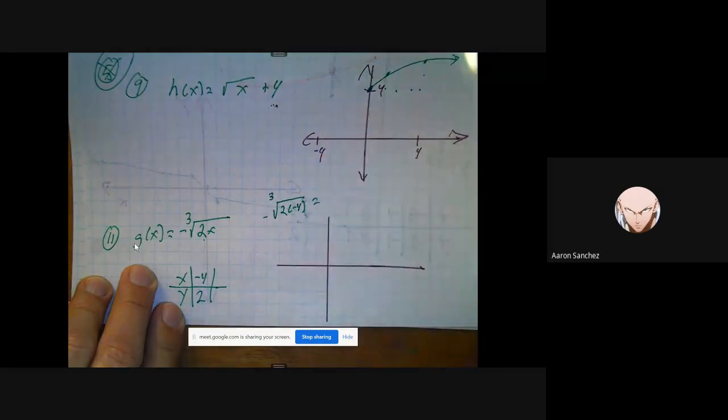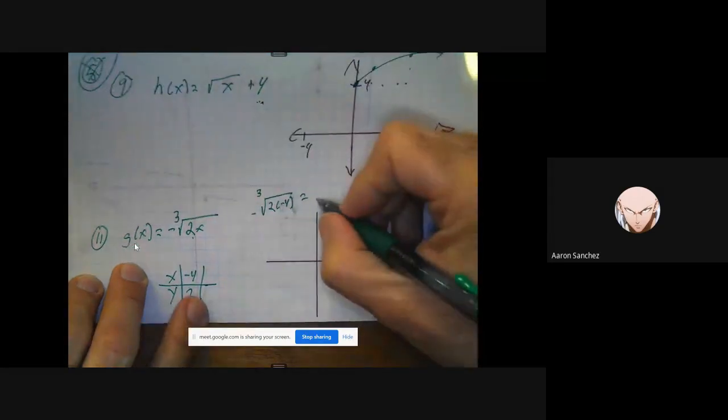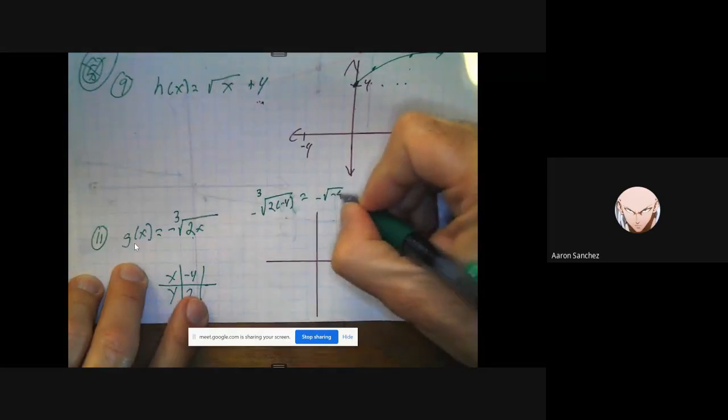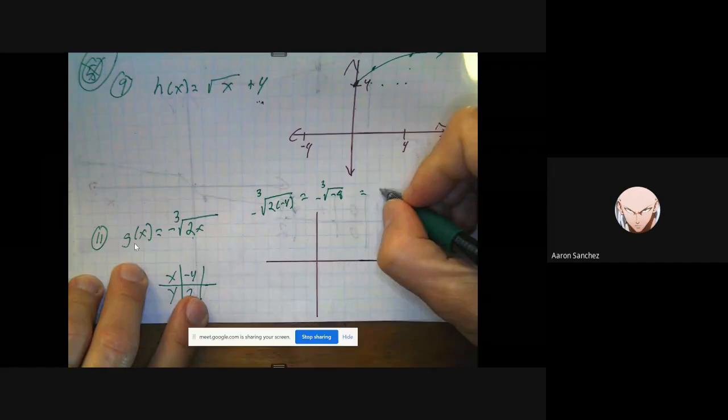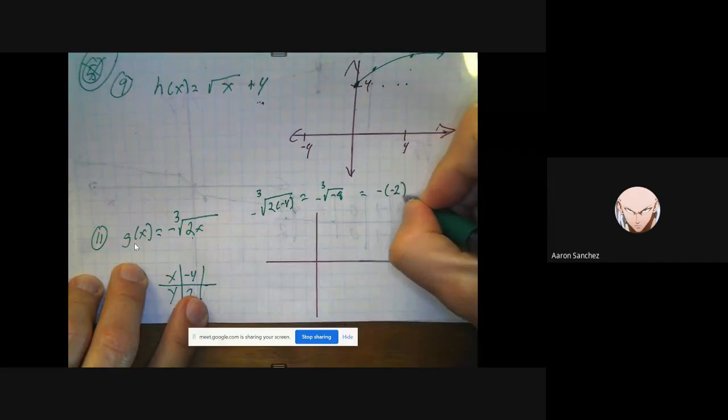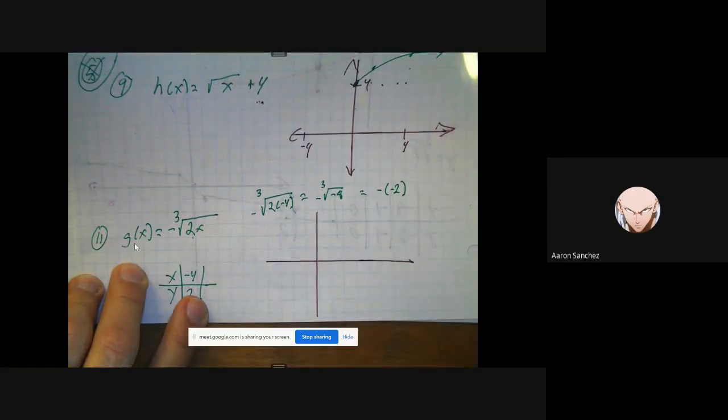So negative 4 times 2 is negative 8. And I want to get the cube root of negative 8, which equals negative 2. And negative 2 times negative 2 is 2. So that's how I got 2. I kind of did all that in my head.